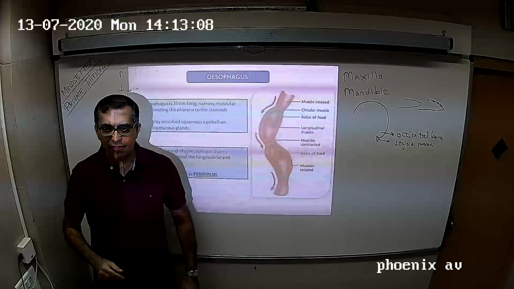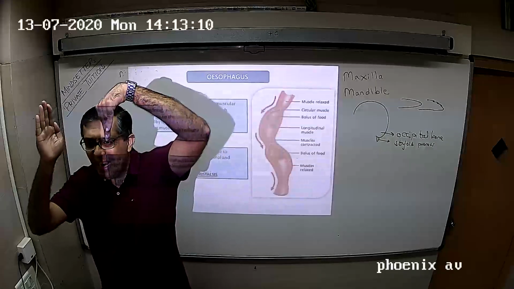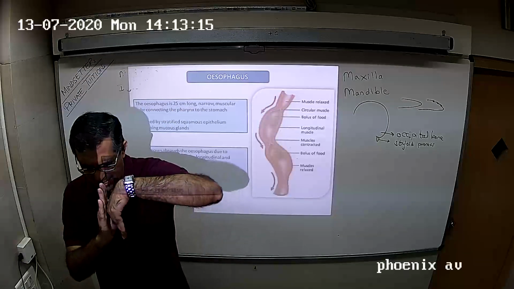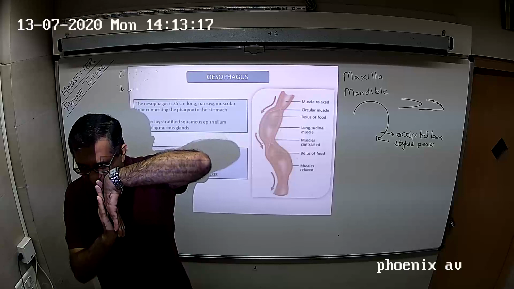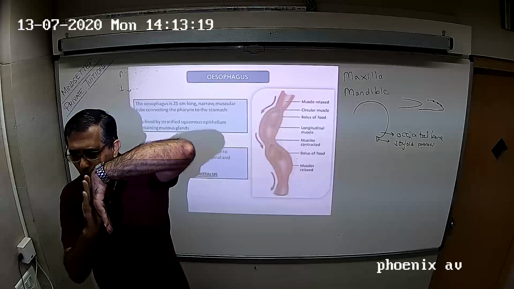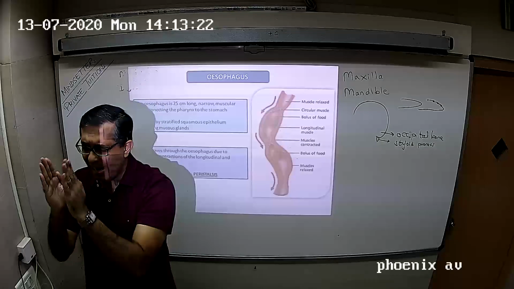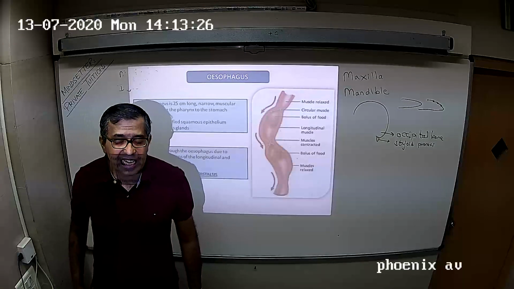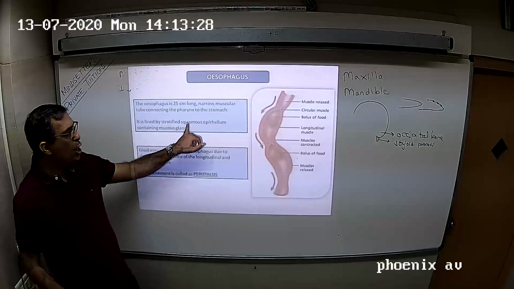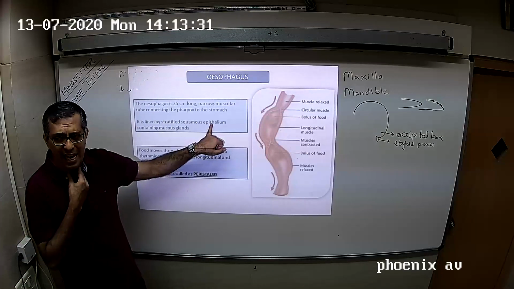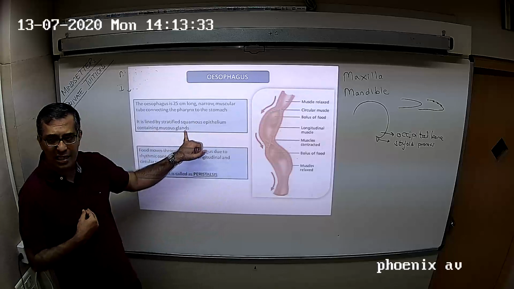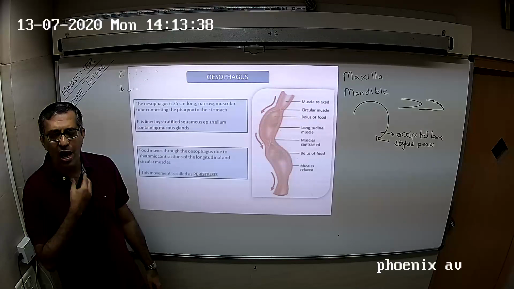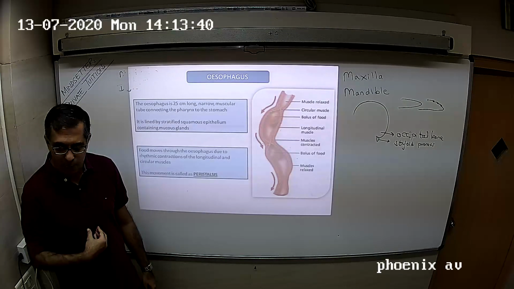What do you mean by stratified squamous? Squamous epithelium is one layer of cells. Stratified squamous is a layer के ऊपर another layer, के ऊपर another layer, के ऊपर another layer. Multiple layers are called as stratified squamous epithelium. And it has mucus glands which give mucus and lubricate the food as the bolus starts passing down.